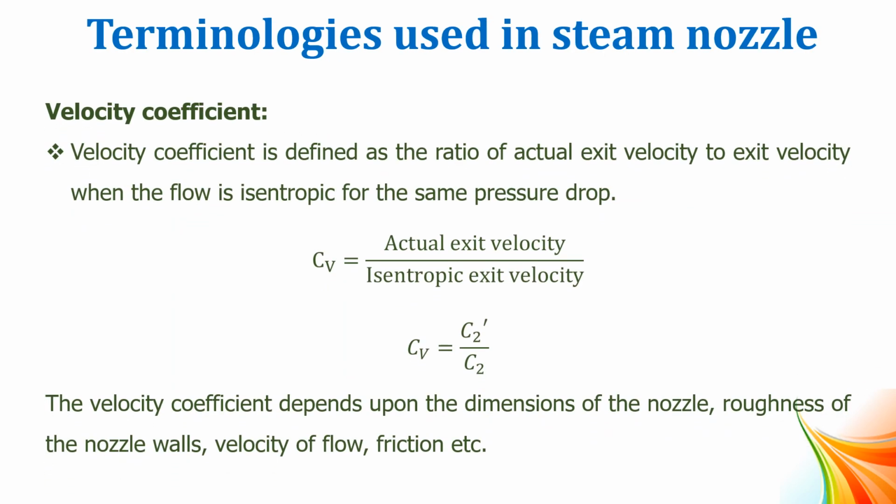The terminology: velocity coefficient is the actual velocity divided by the isentropic exit velocity, that is C2 dash by C2.